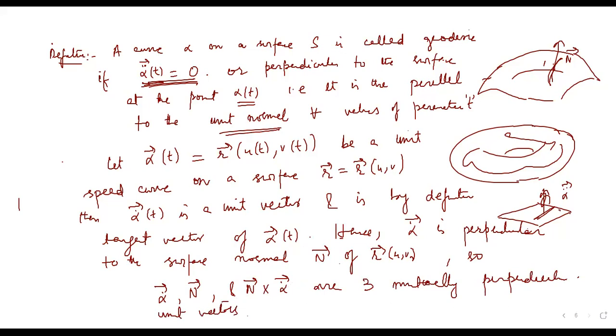So now let me draw something. I've got a surface like this, and a curve here, and a tangent, that's my alpha dot, which is perpendicular to N, the surface normal, because this tangent vector lies inside the tangent plane. And then I have a vector which is perpendicular to both.